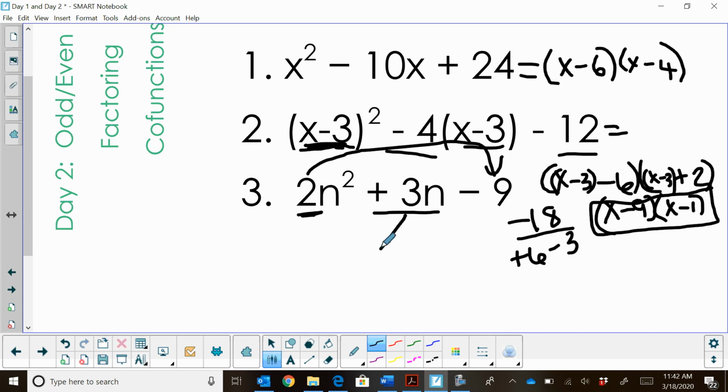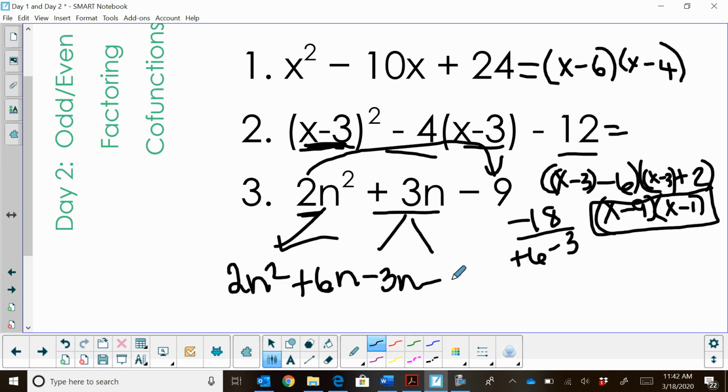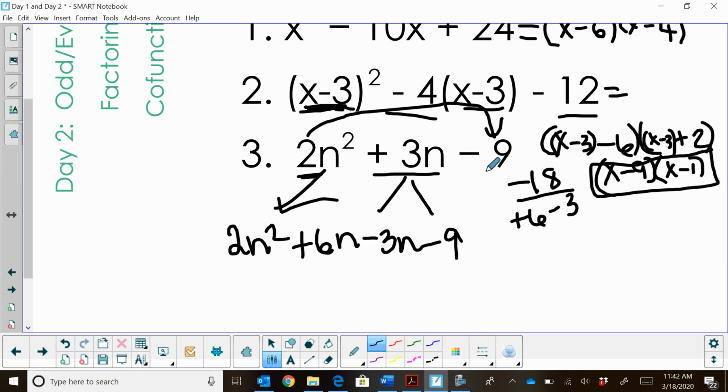So I'm going to take my middle term. I'm going to rewrite it. So I have a 2n squared. It just comes down. I'm going to rewrite 3n, positive 3n, as positive 6n minus 3n. So I'm just rewriting the middle term as the sum of two terms. And bring down my negative 9. Now this just factors by grouping.